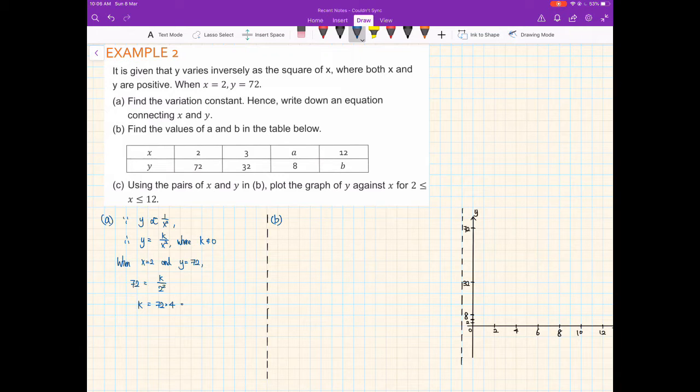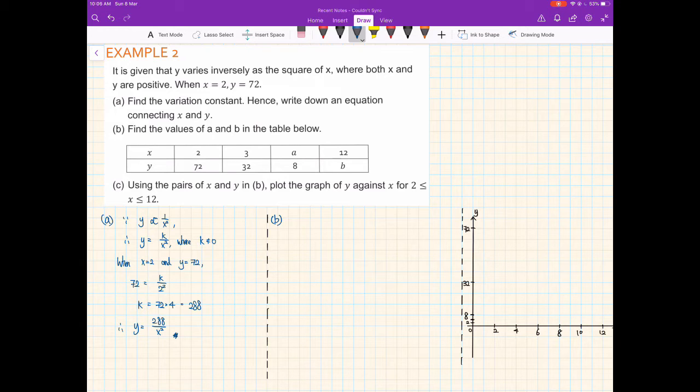So k is equal to 72 times 4, and that is 288. Remember, we have to write down an equation connecting x and y. So, therefore, y is equal to 288 over x squared.